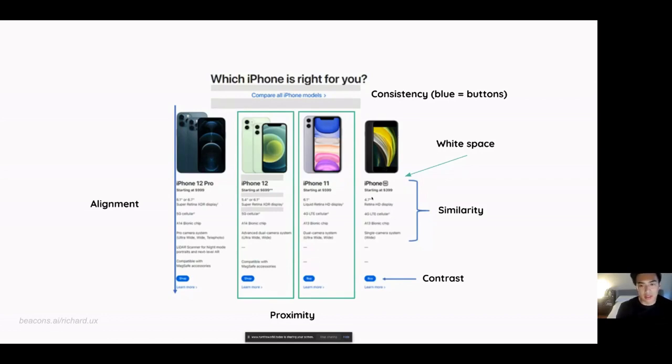Similarity here, you can see that the typography styles for the name, the product, the price, and the specs are all distinct, whereas all these specs are the same typography. So this creates a mental association and content hierarchy that anything that's this size in gray is a technical spec. There's also the principle of alignment. I think this is pretty self-explanatory.